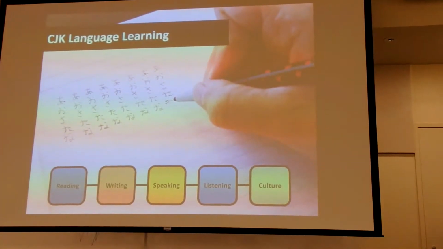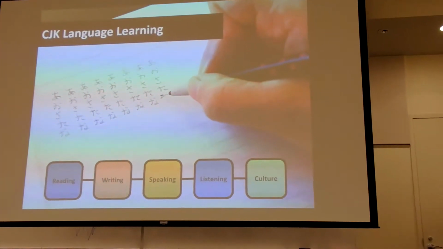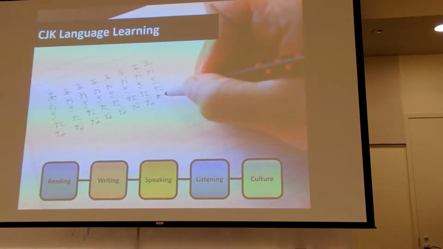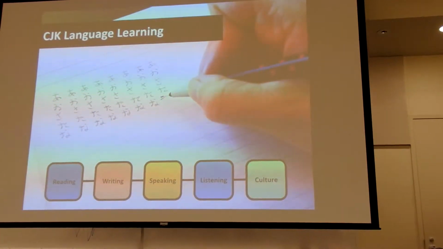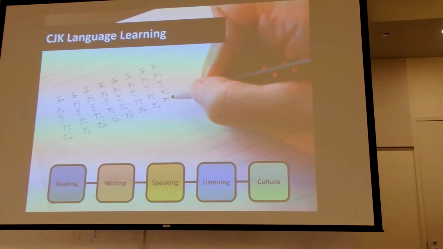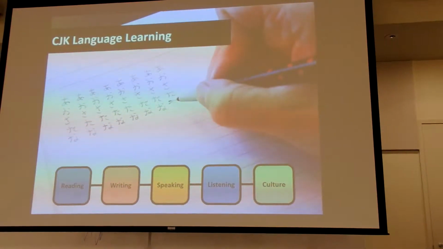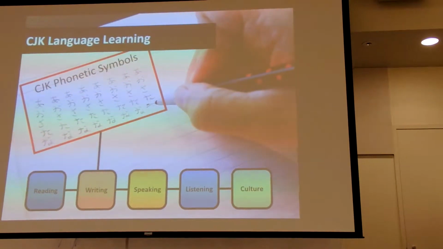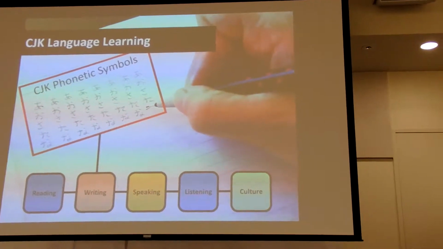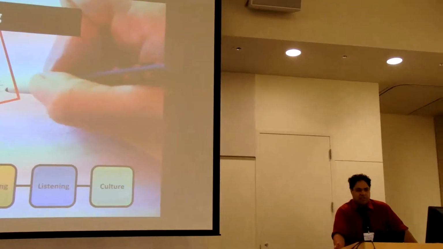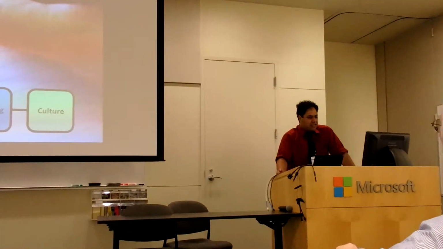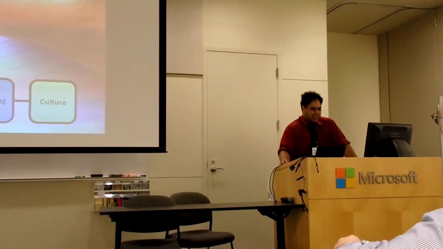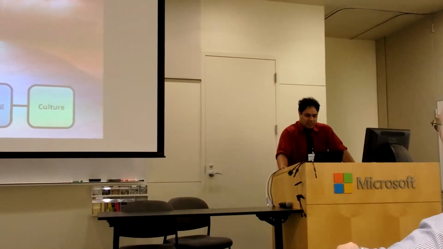So what is the motivation of doing this type of work? Students are learning these languages in the United States. They often focus on at least five different areas: reading, writing, speaking, listening, and the culture, because culture is very infused with the language. Phonetic symbols are also important, which is one type of script. Unlike English, where we use one script, in other languages they use a combination of scripts at times. And so phonetic scripts are something that's important.